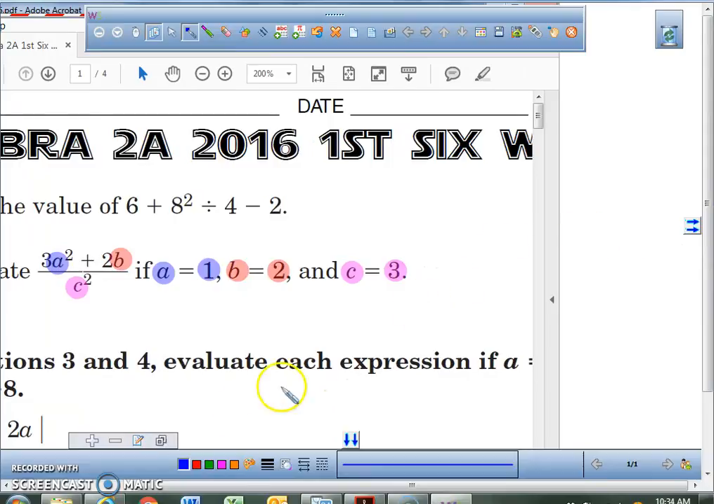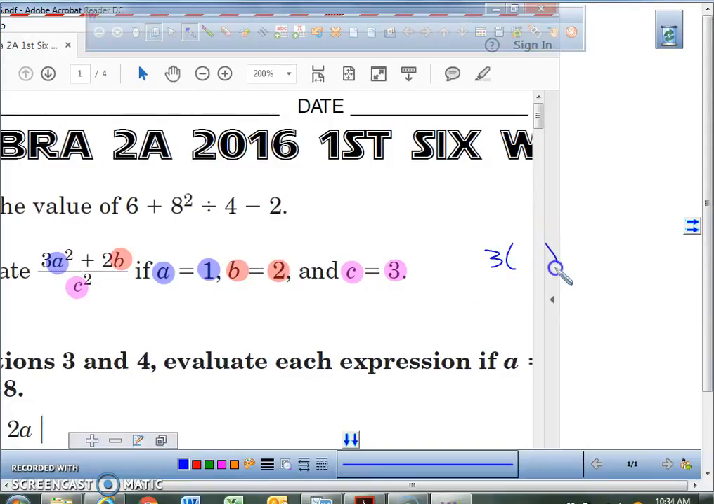All right. So, right here we're going to say 3. We're going to open up a parentheses, and what number am I plugging in for A? 1 plus 2 times my B value. What number am I plugging in for B? 2. And that's going to be all over my C. What am I plugging in for C?